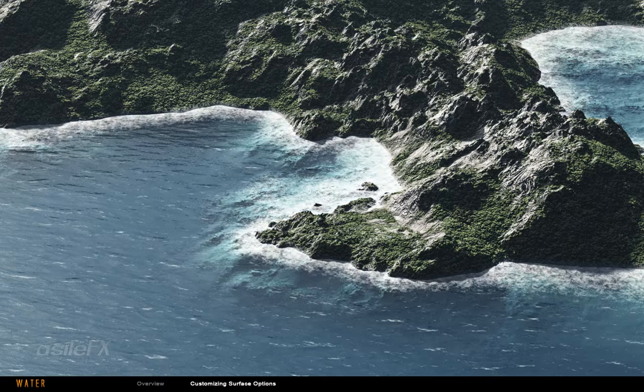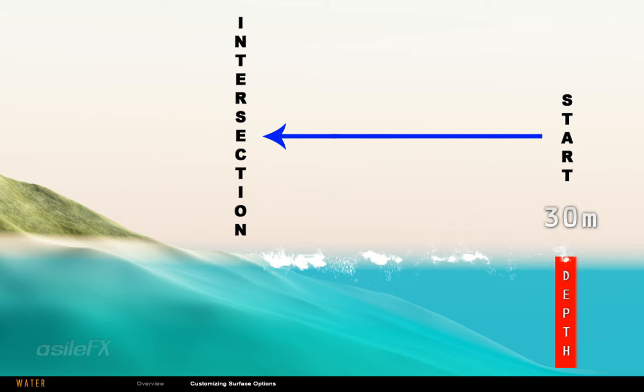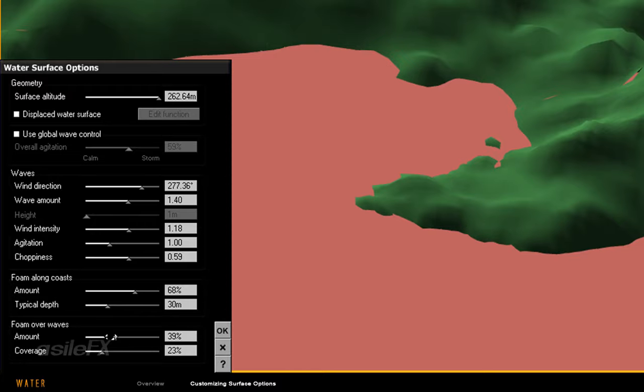The water meta node contains the distance below object input node. If I set this value to 30 meters, the coastal foam will start to appear when intersecting objects are 30 meters below the surface of the water. The foam will then increase in density until it reaches the intersection point where both the object and water meet.